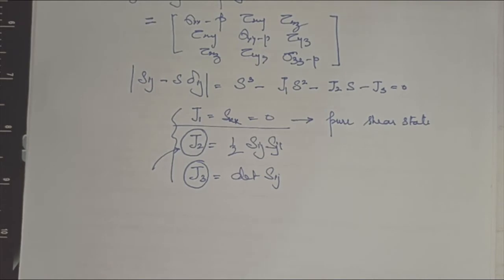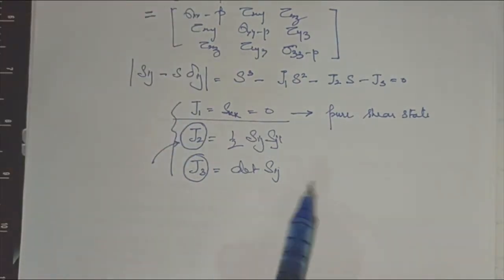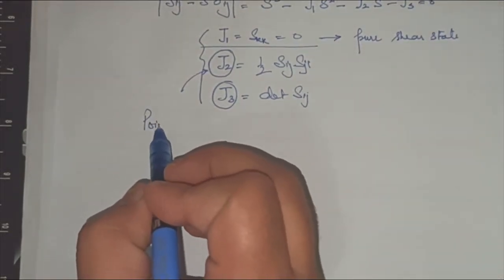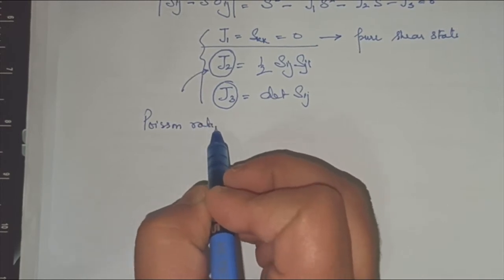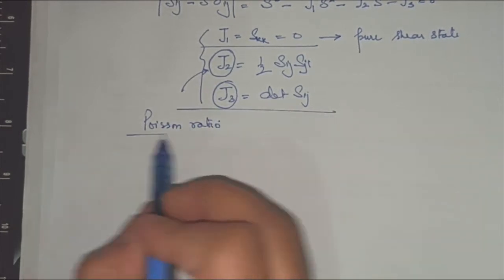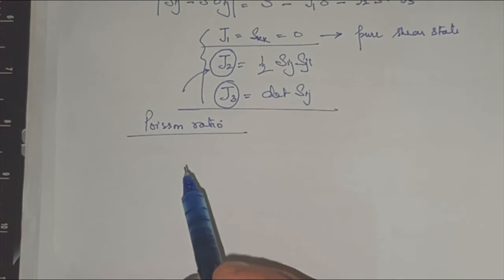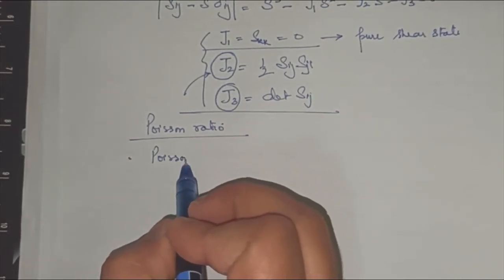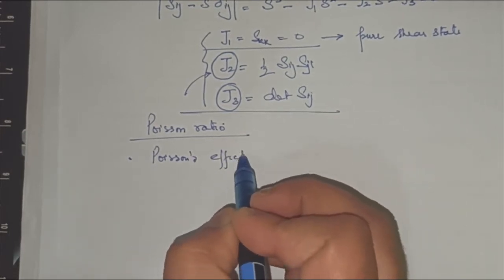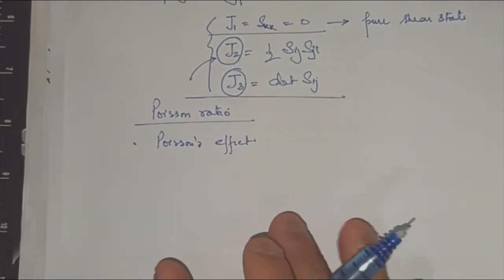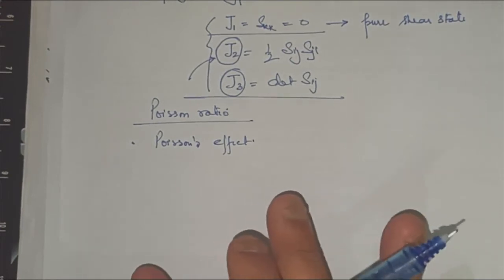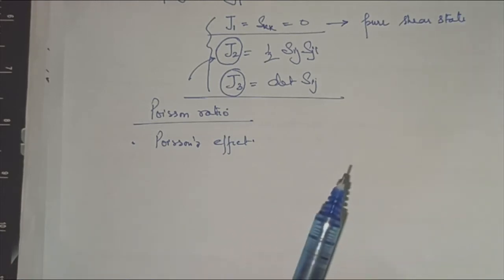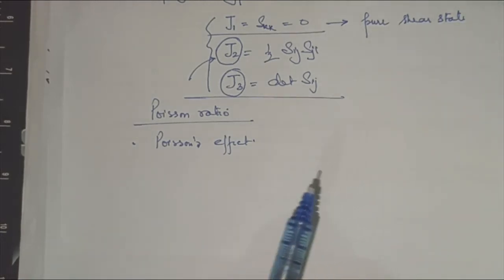Now we will discuss a bit on what Poisson's ratio is. Before understanding Poisson's ratio, it's important to understand the Poisson's effect. And Poisson's effect is very important because it is a kind of phenomenon in which a material tends to expand or contract in the direction perpendicular to the loading.